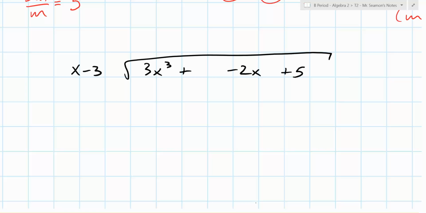Can someone tell me why I put a space there? What's missing? So you don't distribute it. One way is to keep track, but I put a space there because there's a term missing, meaning that it's just invisible. So we have 3x cubed minus 2x plus 5. What term could theoretically go in between? X squared, but is there an x squared? Yeah.